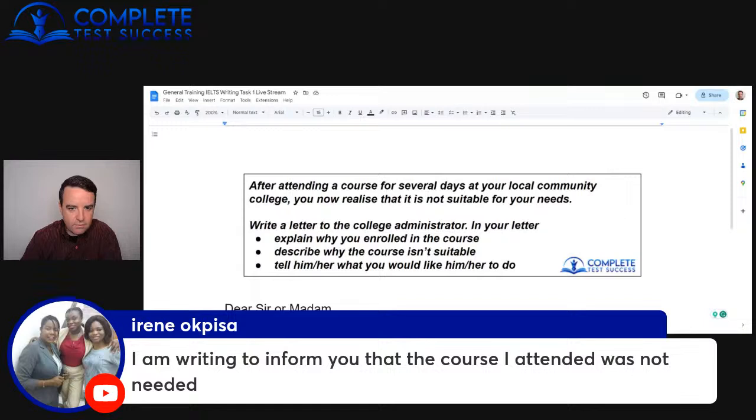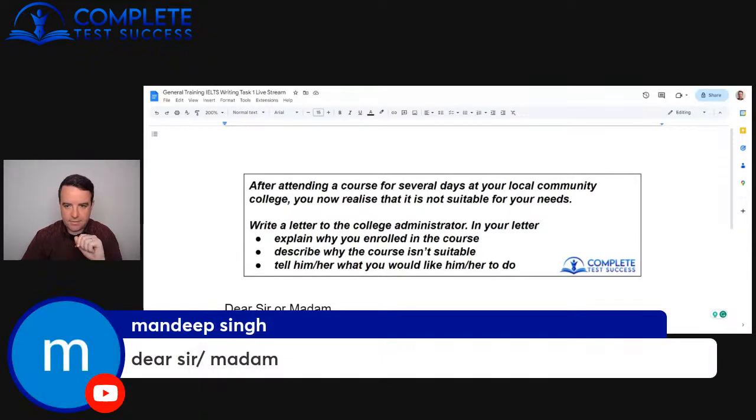Irene, "I'm writing to inform you that the course I attended was not needed." No. So that's going to be part of the second prompt. The second prompt says, describe why the course isn't suitable. So we're just going to stick with the prompts. Don't mix up the information from the different prompts in the different paragraphs. I only want to focus on the first prompt in the first paragraph, and we'll come to this later on.